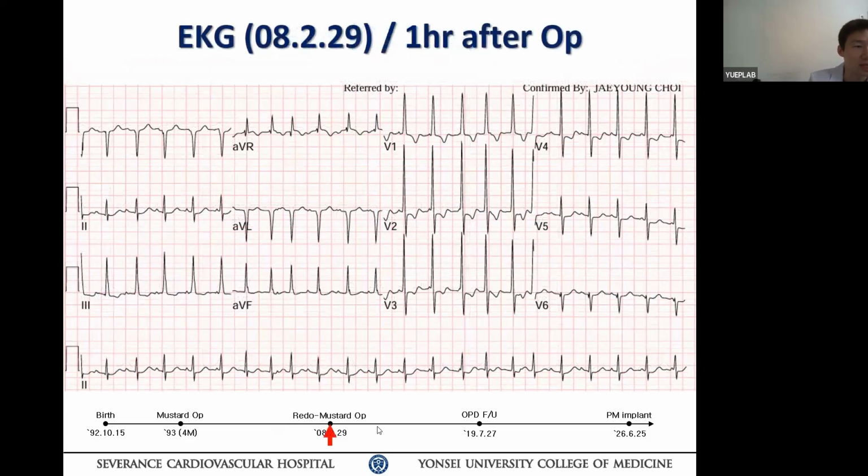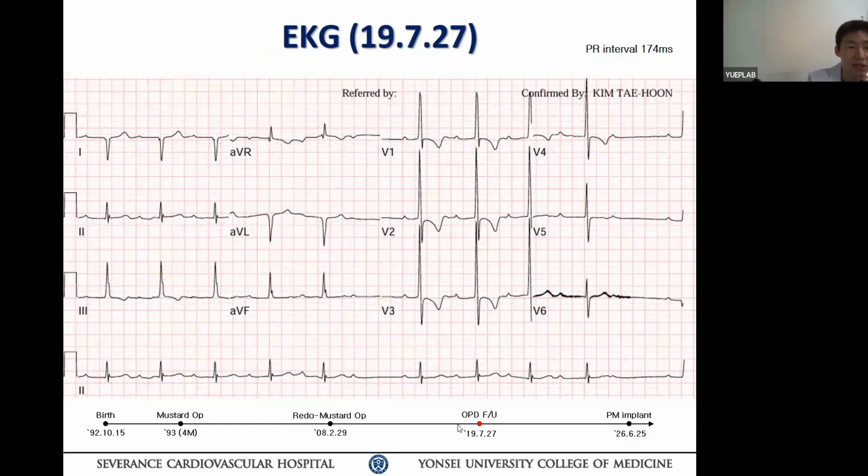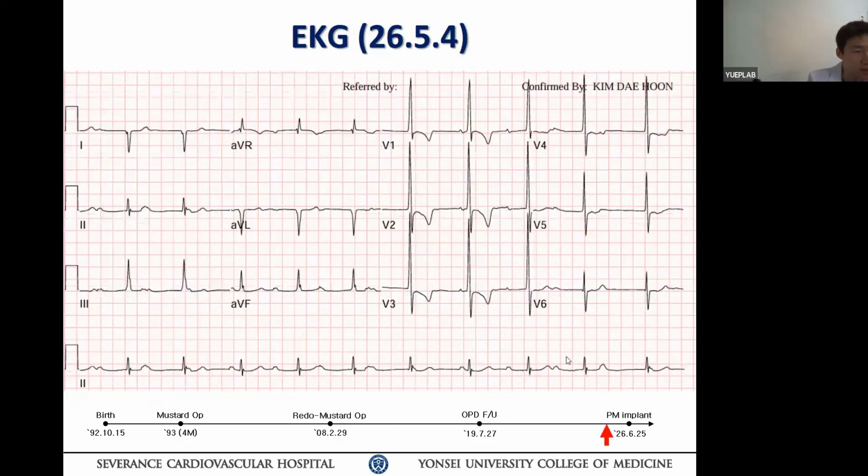And this is the ECG I showed, 1 hour after the operation. And actually, there was no ECG after this ECG. And 1 month later in the OPD, he shows this ECG. There shows AV conduction, but the PR interval is delayed. And about 10 years later, he shows a more advanced AV block in the OPD clinic. And recently, he showed the complete AV block, so we implanted the pacemaker.